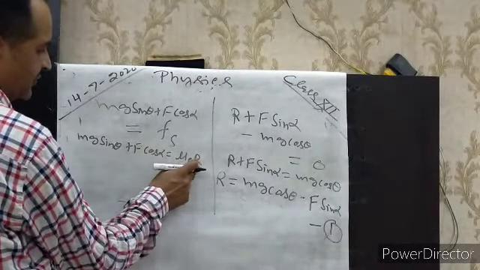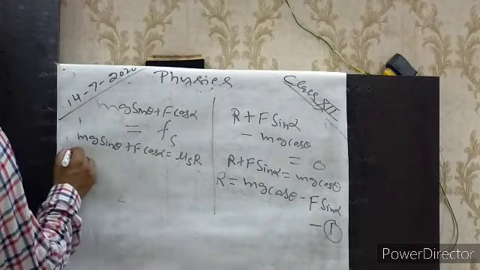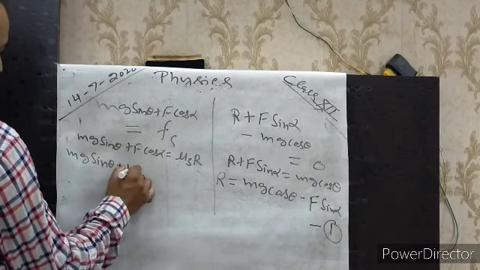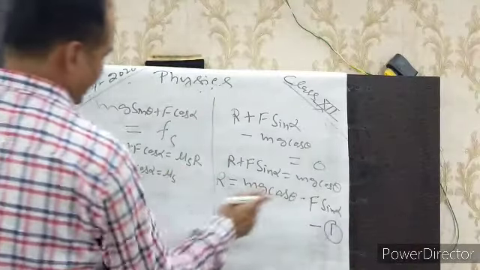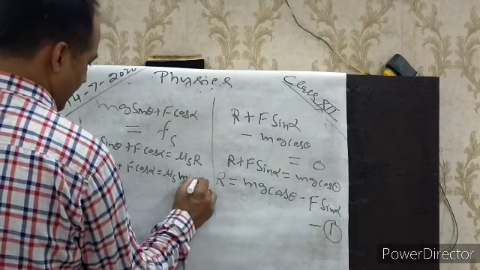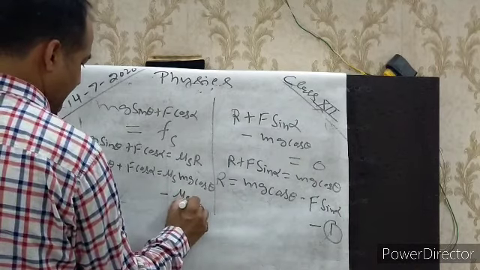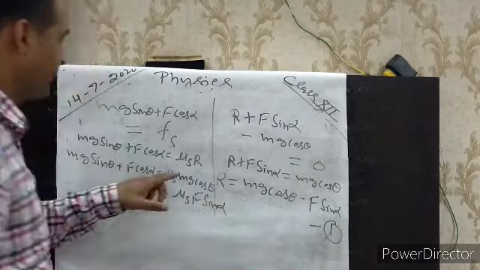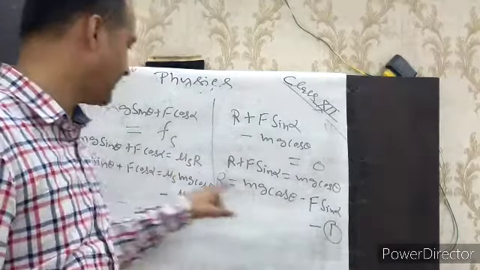Now we have to substitute the value of capital R. Then mg sin theta plus F cos alpha is equal to mu s into R, and R is mg cos theta minus F sin alpha, so mu s mg cos theta minus mu s F sin alpha. We are substituting the value of R over here and multiplying both terms by mu s.